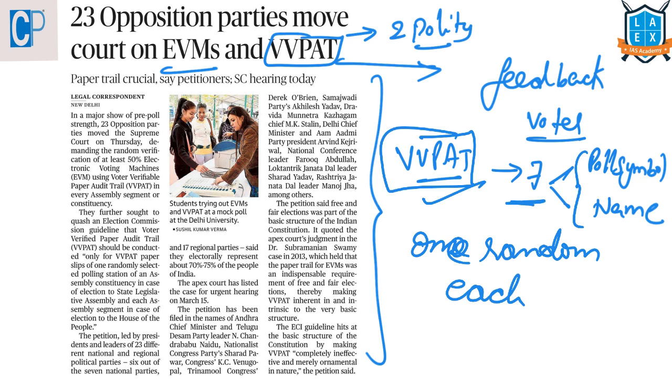Now the context of this article is that the oppositions were demanding that, instead of selecting one random booth from each constituency, at least 50% of the VVPAT slips have to be counted. This is the context of this article.